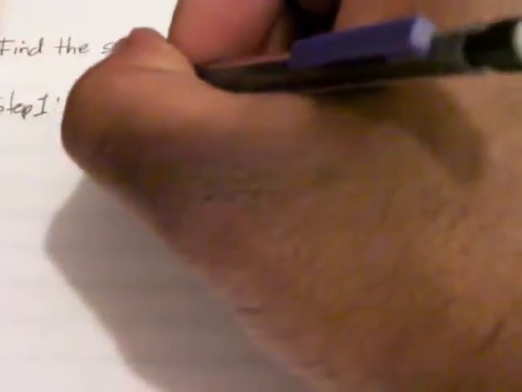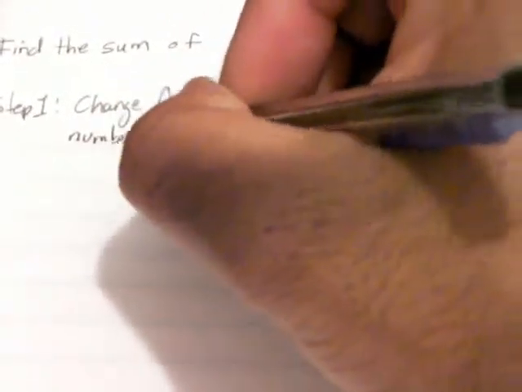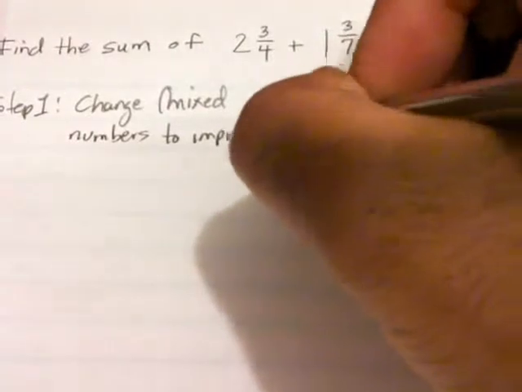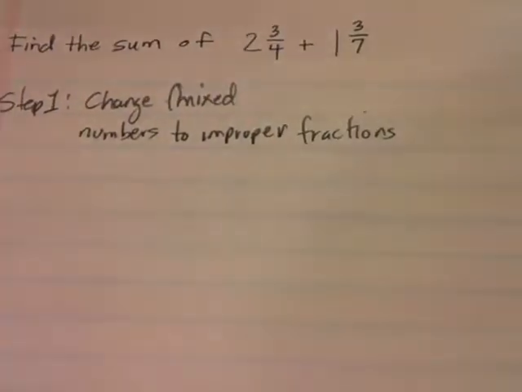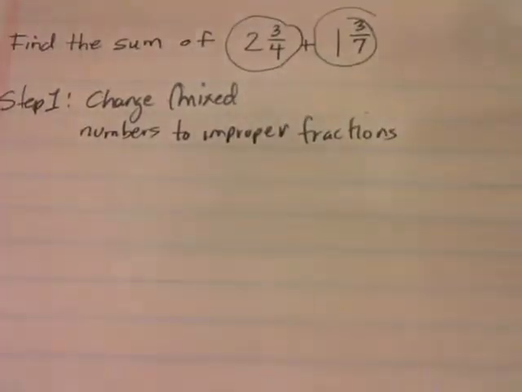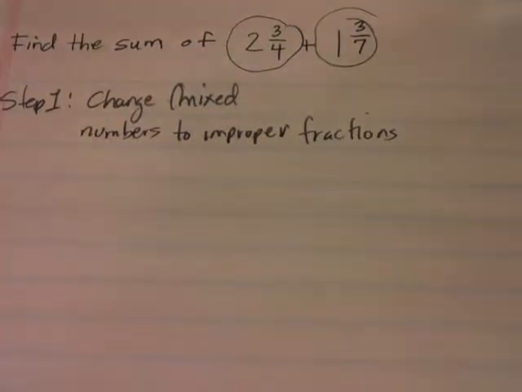First, step one, change mixed numbers to improper fractions. All right. So that's the first thing you're going to do. You're going to convert these two mixed numbers into improper fractions, and let's do so.